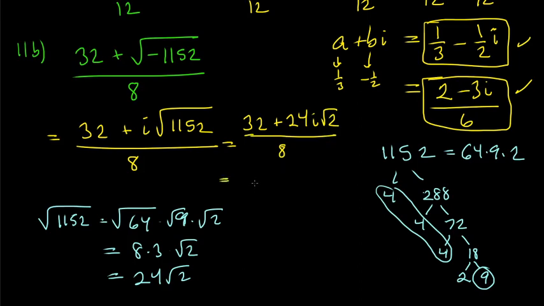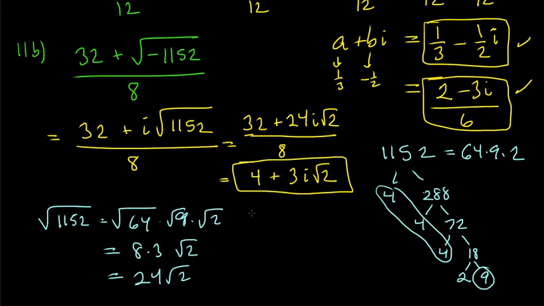If we divide by 4, we get 4 plus 6i square root of 2. Oh, I'm sorry, we could divide by 8. 32 divided by 8 is 4, right? And 24 divided by 8 is 3. So I think that's it. 4 plus 3i square root of 2.